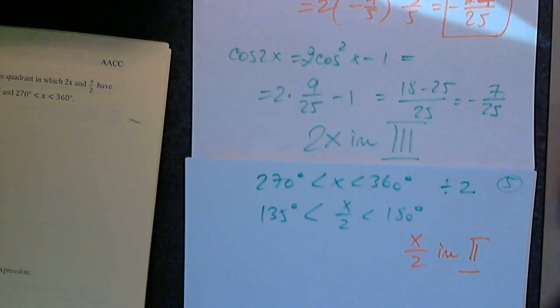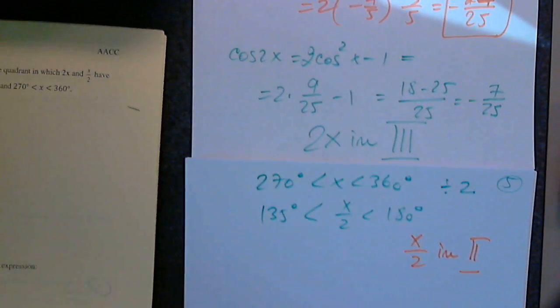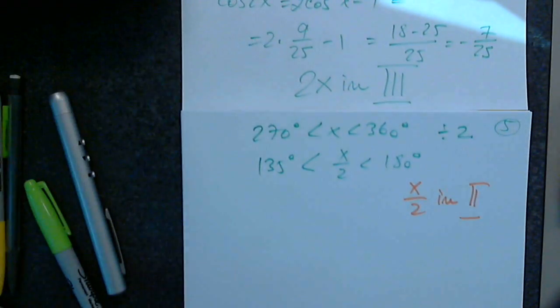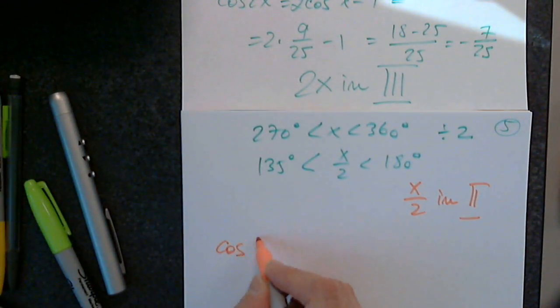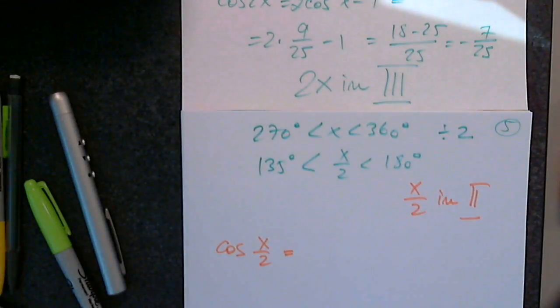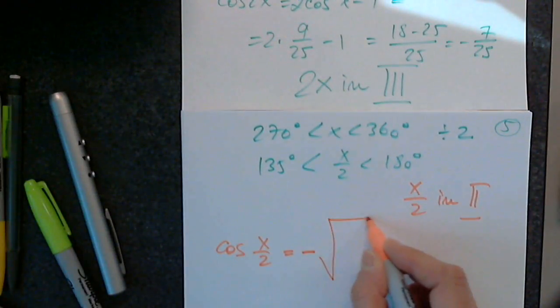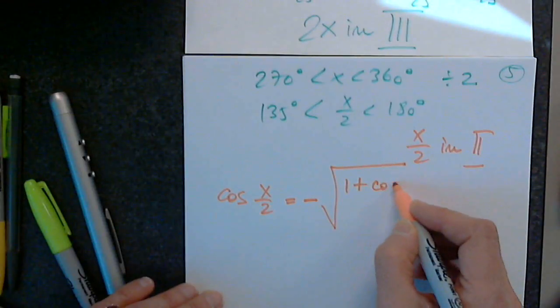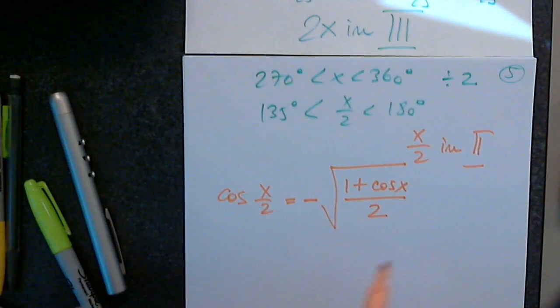Now I only need to determine cosine x over 2. Since x over 2 is in the second quadrant, cosine x over 2 will be positive or negative? Very good. Negative. The square root of 1 plus cosine x over 2.